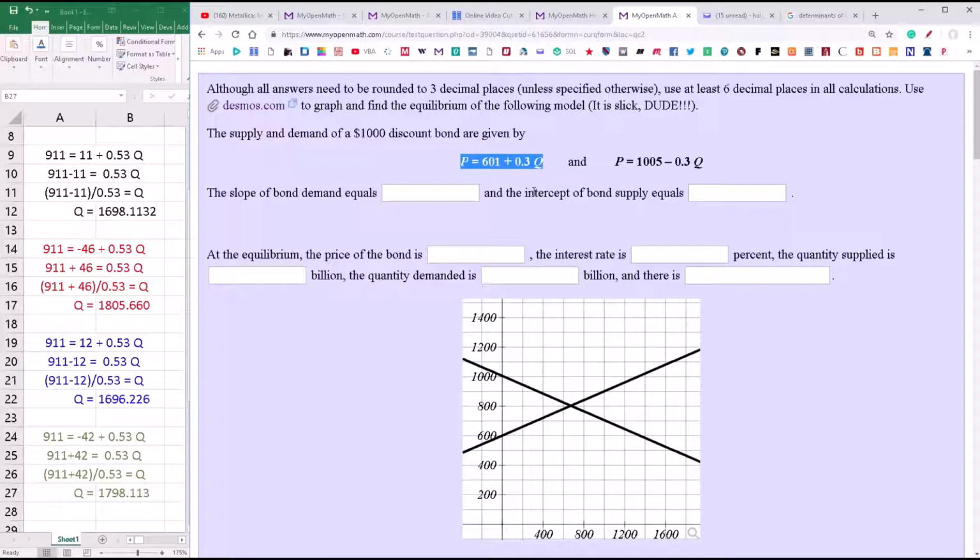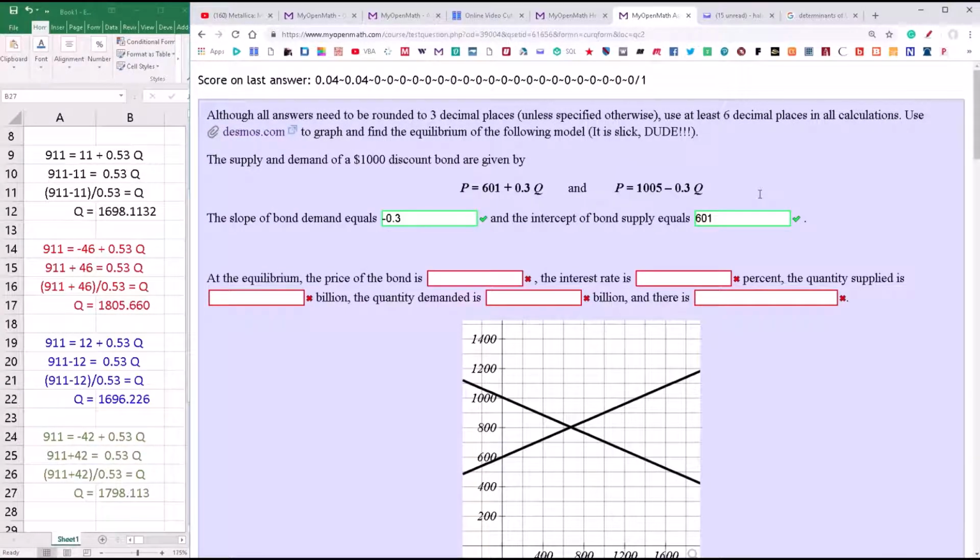Just to make sure that you understand which curve is which, the slope of the bond demand curve is negative 0.3, and the intercept of bond supply is 601. So this is the intercept of bond supply, and this is the slope of bond demand. That's just to make sure you understand which curve is which, right?